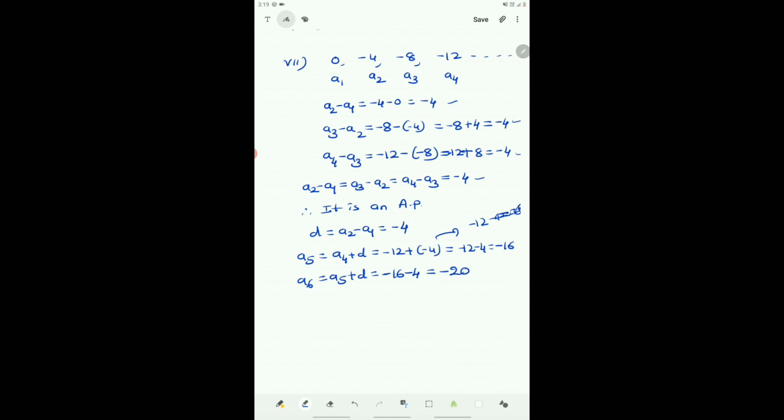Then A7. A7 means A6 plus D, that is minus 20 minus 4, minus 24. Minus 20 minus 4 is minus 24. Here in all the cases same signs are there, minus minus, so you add and put the minus sign. Here minus 16 minus 4, add them and put the negative sign. Here also in all the three cases you must add and put the negative sign. Both of them are having the negative sign, so you must add them and put the same sign.